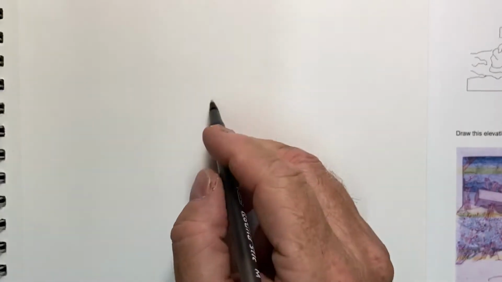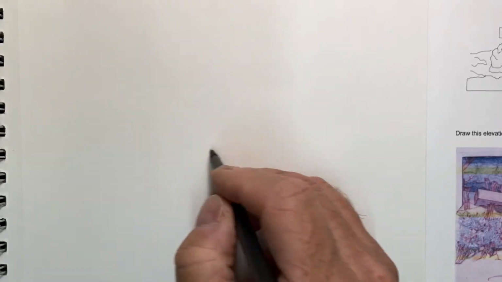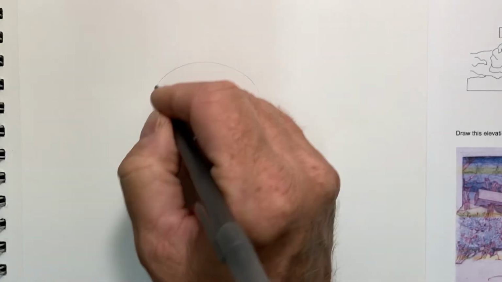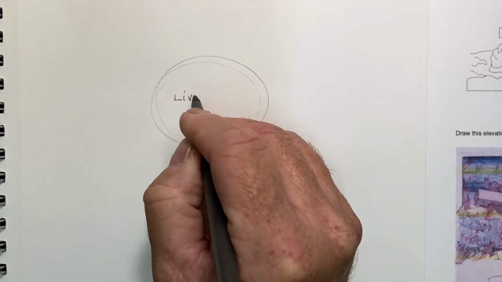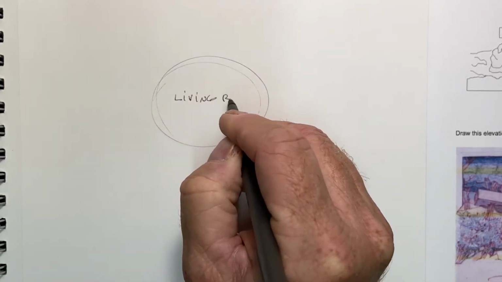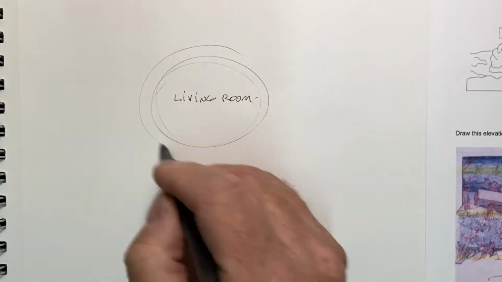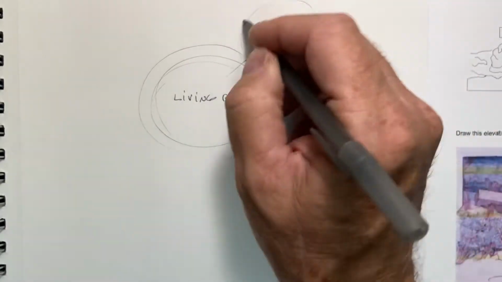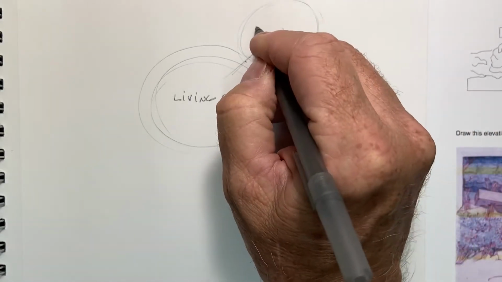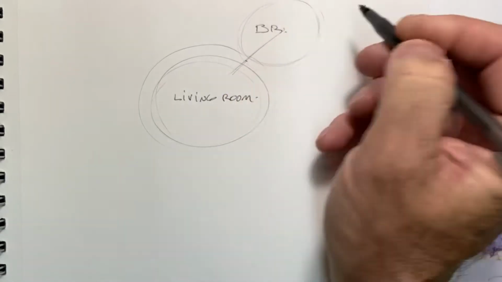First of all, you want to decide what's really important in the house. And for a lot of houses, it's maybe the main meeting area. And so that would be the living room. Okay, you start with circles, which is interesting. So you decide, well, I want to have a bedroom over here, let's say. I want to connect a bedroom. And we'll just abbreviate it, bedroom, okay?